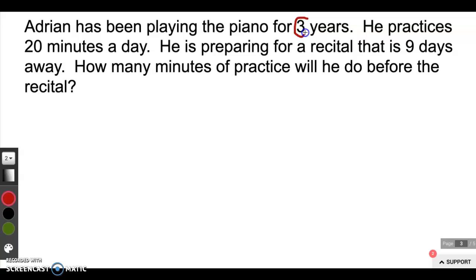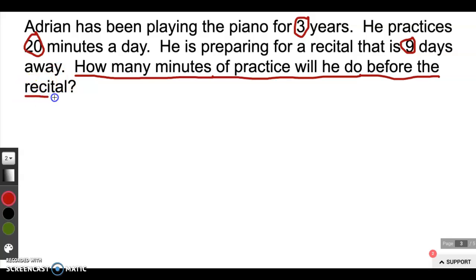All right, doing cubes. I'm circling my numbers. Okay, I've got 3 years, 20 minutes, 9 days. I'll go ahead and underline here my question, how many minutes of practice will he do before the recital? Okay, so it's asking me about minutes. I do have 3 units of time here. I have years, minutes, and days.